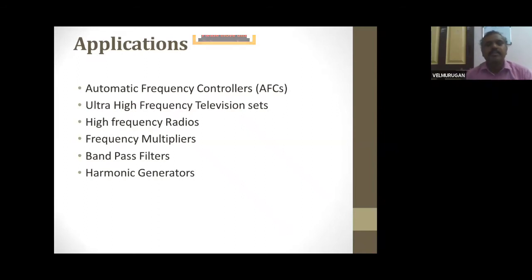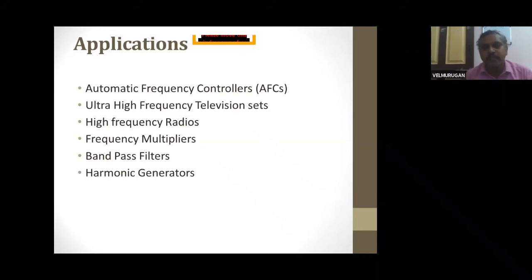Okay. Then high frequency radios. High frequency radio means, see, if you are using FM, that is the low frequency, 90 MHz to 105 MHz. For example, 98.1 FM, 99.4 FM, those are the frequencies. The high frequency means 1800 to 1200. Okay, those are high frequencies.